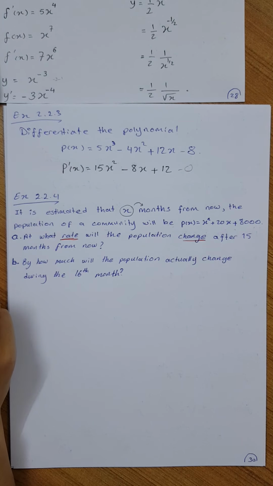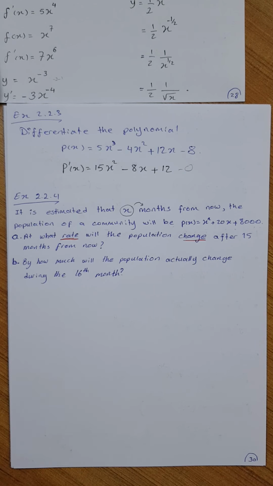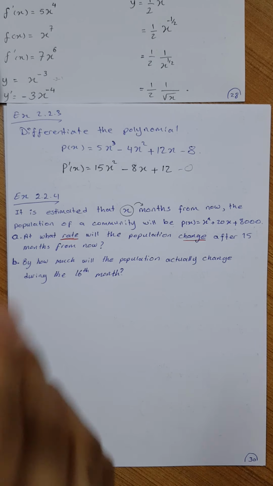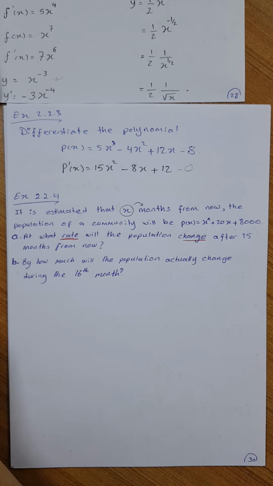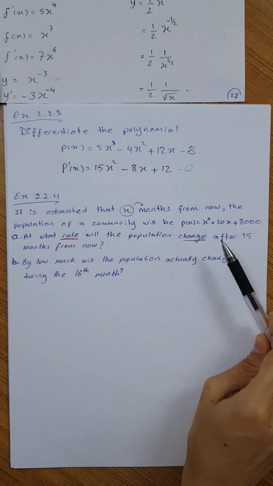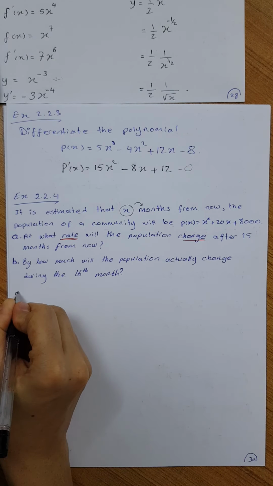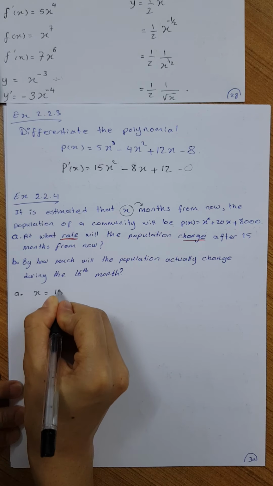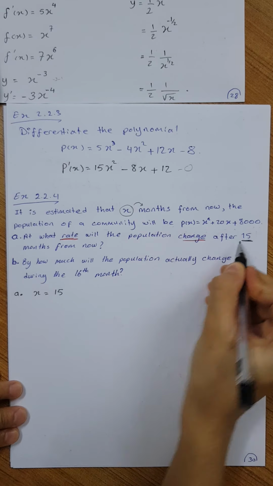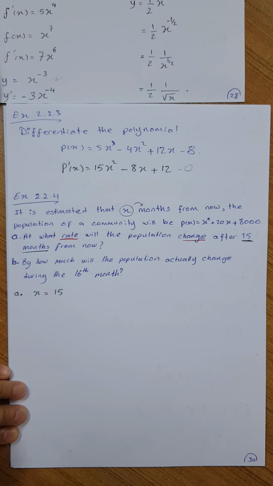If you remember from the first section, 2.1, I said there are 3 notions in that section that you have to know, that are related to each other and give the same meaning: rate of change, slope, and derivative. So if it is required to find the slope, you're finding the derivative. If it's required to find the rate of change, you're again finding the derivative of that function. So here, the rate of change of population is required after 15 months from now. So x is equal to what? X is the number of months, so x is equal to 15.